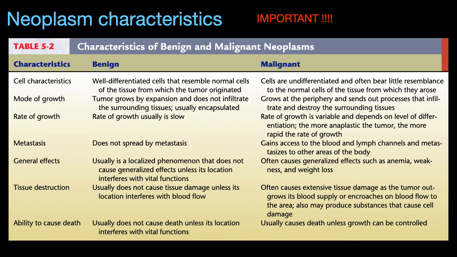The general effects of benign tumors, normally they are related to their growth. So they may put pressure on vessels or nerves, but they don't cause generalized effects on the body because they don't destroy any functional organ. Okay, the malignant tumors, on the other hand, cause a wide range of effects, like here you have anemia, weakness, weight loss.